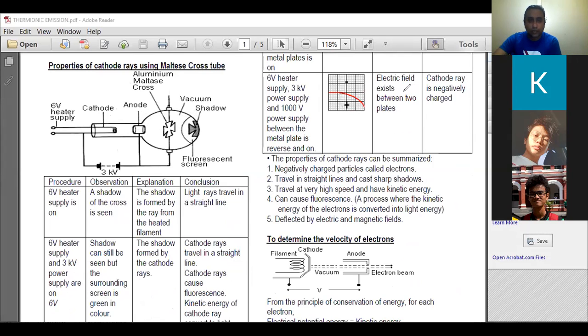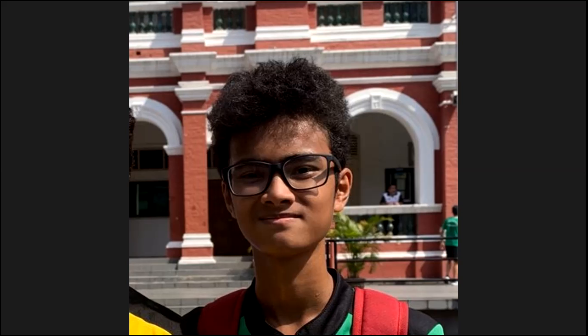So when hit by electrons, it will produce light. So you have the cathode, the anode, a cross, and then a fluorescent screen. This is how your multi-cross tube will look.